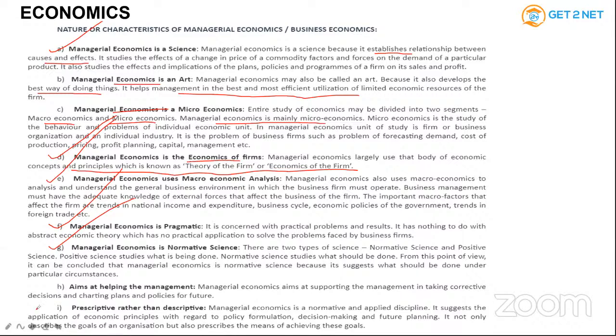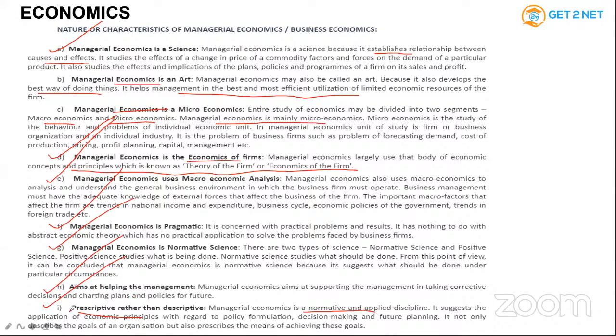Now, managerial economics aims at helping the management, because we are going to take decisions, because we are charting plans and policies for the future. So managerial economics aims at supporting the management from time to time. Prescriptive rather than descriptive, I said. It is normative rather than positive. Normative means prescriptive. Descriptive means positive, right? So it's a normative and applied science.